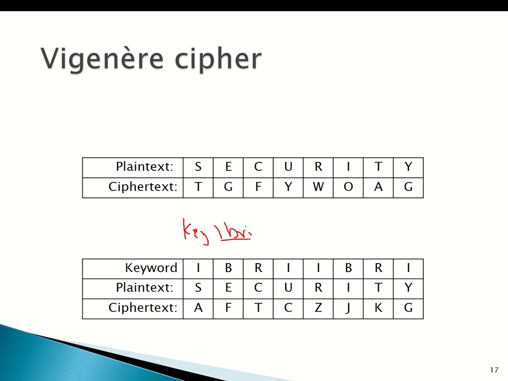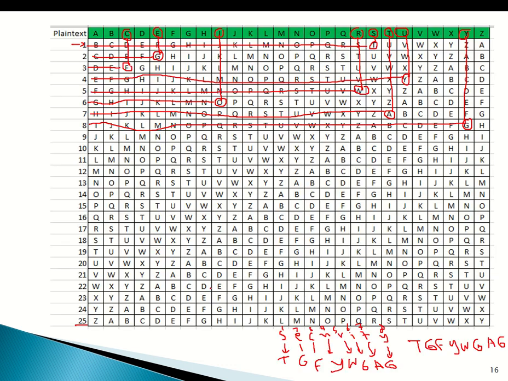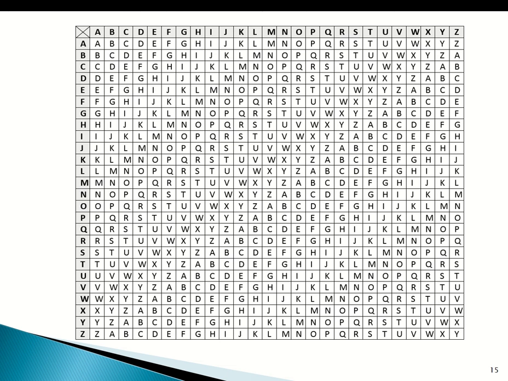Because the key is shorter than the plain text "security," we have to repeat it. This is why we repeated "every" and wrote it twice, so the length will match. The keyword should have the same length as the plain text. So let's encrypt it. I'm going to write it right here: S, E, C, U, R, I, T, Y.